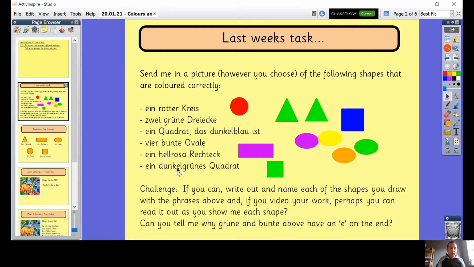Ein dunkelgrünes Quadrat, ein dunkelgrünes Quadrat, which would be a dark green square. Unfortunately, I don't have a dark green, but it should have been a green of some sort.